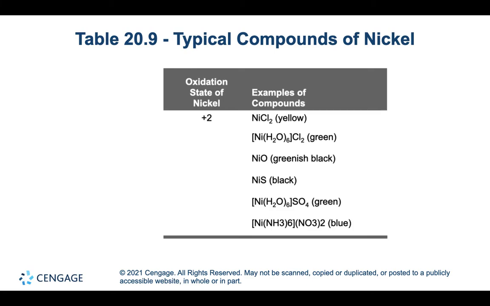Nickel kind of looks silvery like an actual nickel. A 5-cent nickel is made of nickel metal. But in its corrosion form, it can get a greenish or blackish or bluish or yellow color to it.